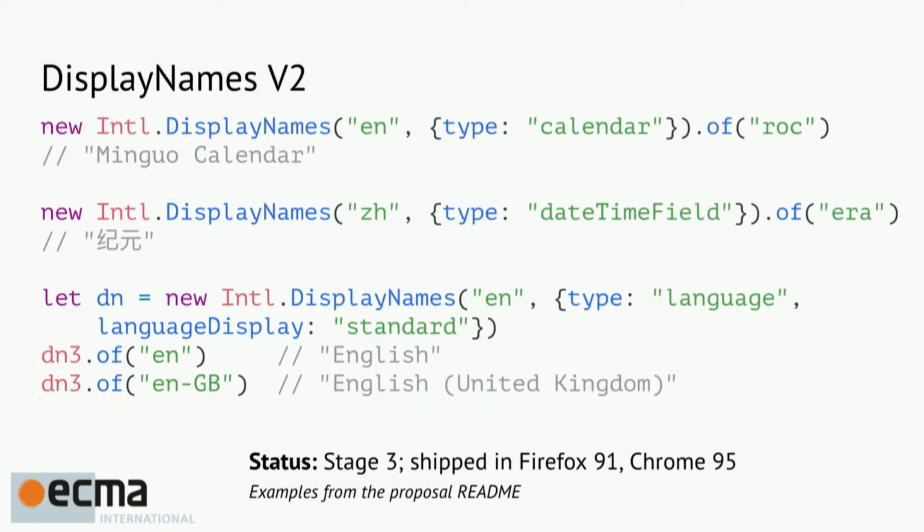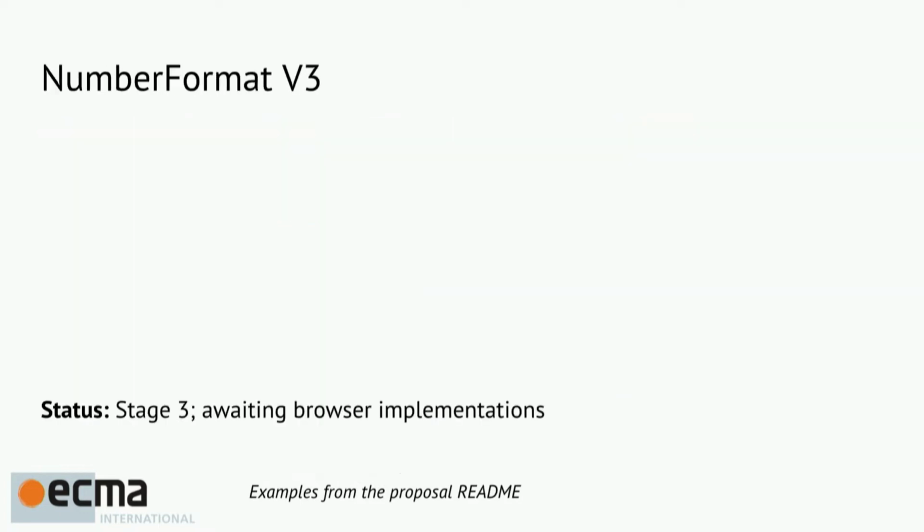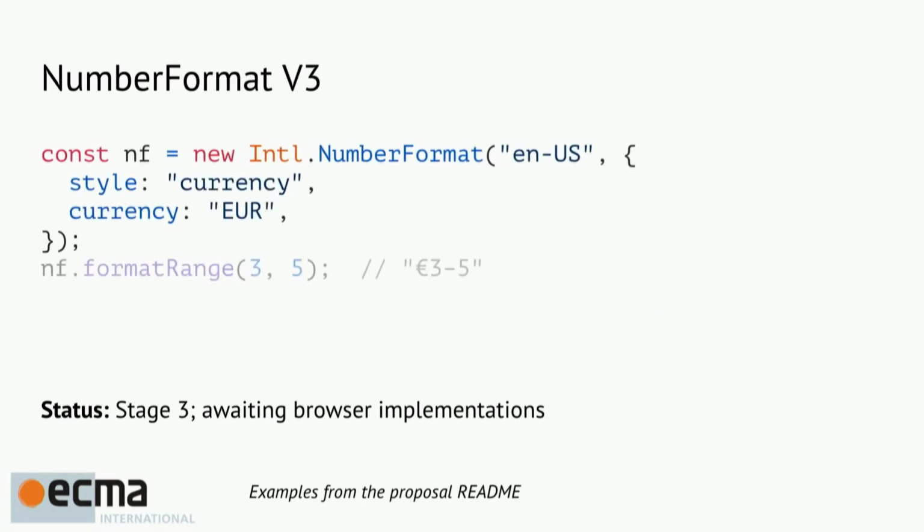Yeah, you can see a little bit of the example also down there of the language display, different formats that are useful, for example, for language selectors. Number format v3, this is the proposal I've been doing a lot of work on. This adds support for number ranges, not just single numbers like currencies, but also currency ranges. We already support date ranges. This adds currency ranges. This is what it looks like.